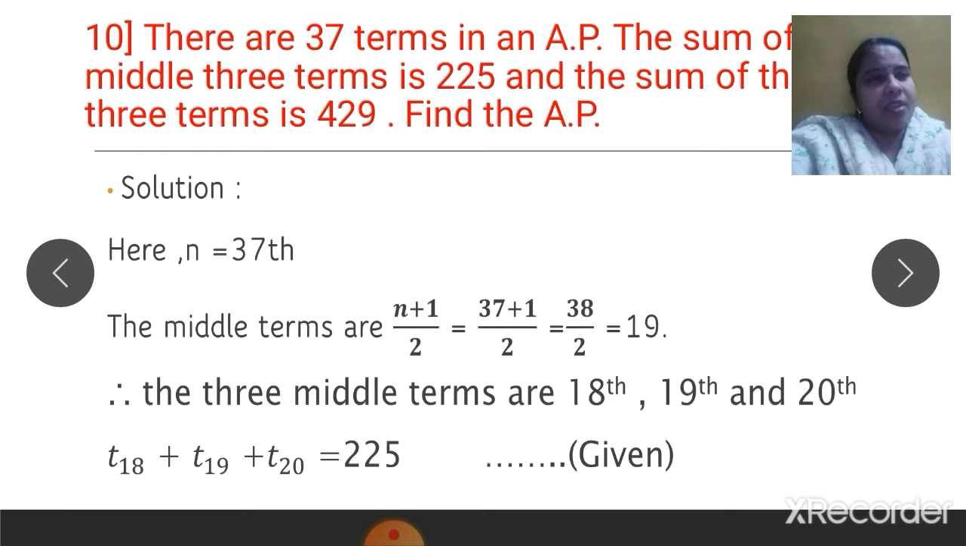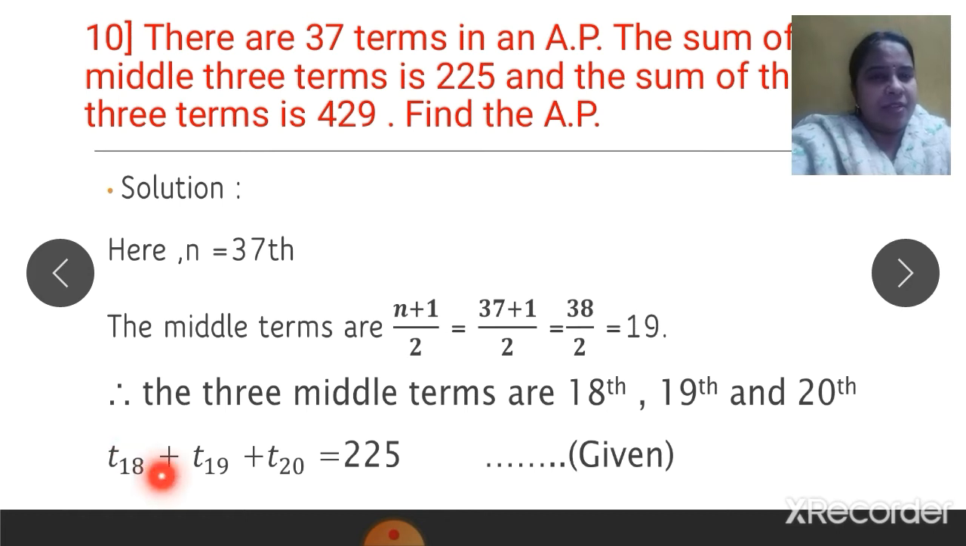Okay, first part of the sum is this, to find the middle 3 terms, which are those 18, 19 and 20. What is the condition given? Their sum is 225. It means that the 18th term T18, 19th term T19 and 20th term T20, their sum T18 plus T19 plus T20, how much is it given? 225. Should be equal to 225. This is the first part that is given to us.